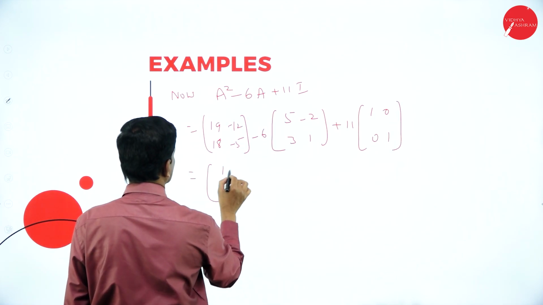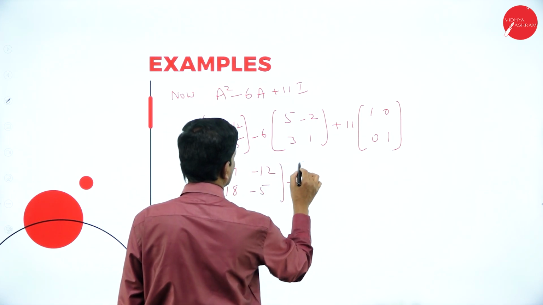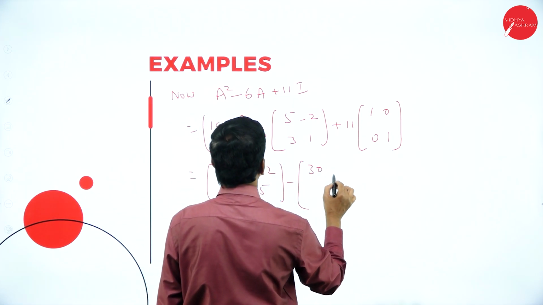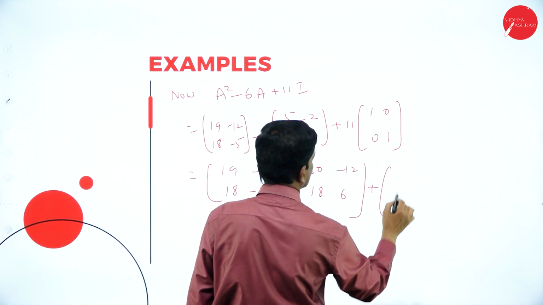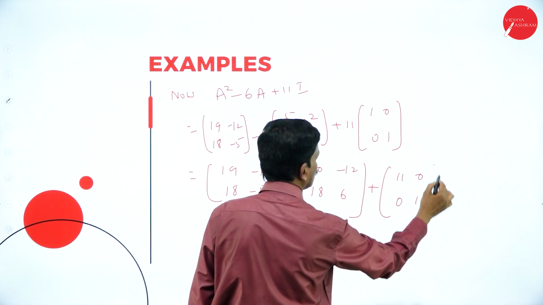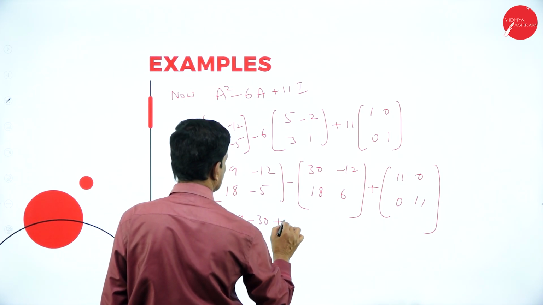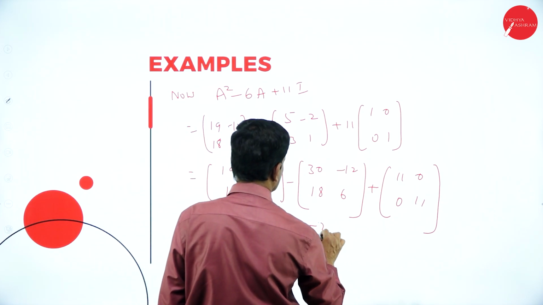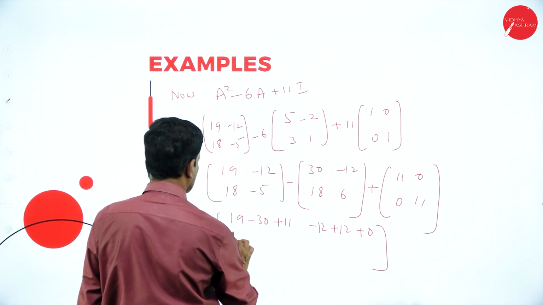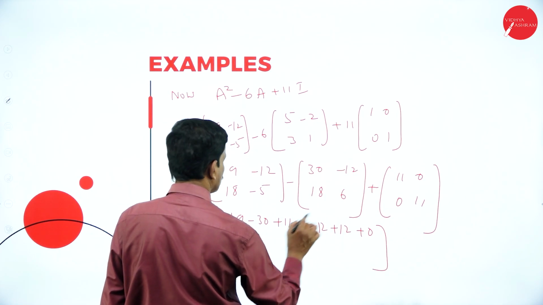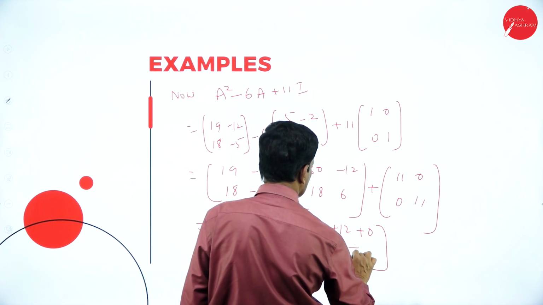That is equal to [19, minus 12; 18, minus 5], minus, multiplying by 6: 6 5s are 30, 6 2s are 12, minus 12, 6 3s are 18, 6 1s are 6, plus 11, 0, 0, 11. Simplify this. 19 minus 30 plus 11, minus 12, minus into minus plus 12 plus 0. Again 18 minus 18 plus 0. Again minus 5 minus 6 plus 11.